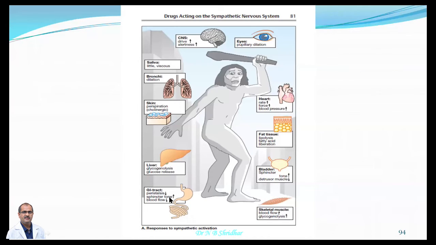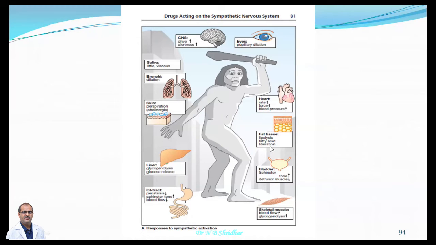The sphincter tone is going to increase and the blood flow to the GI tract will be decreased, because during fight or flight, the skeletal muscles need more and more blood and more energy. That's why the supply to the visceral organs becomes less. Whereas the heart rate will be increased, the force of contraction will increase, and blood pressure also increases.